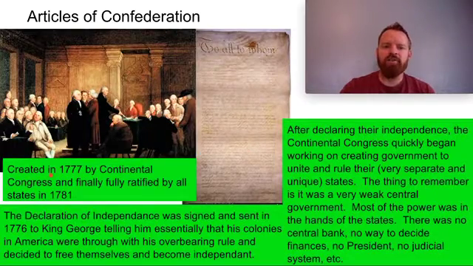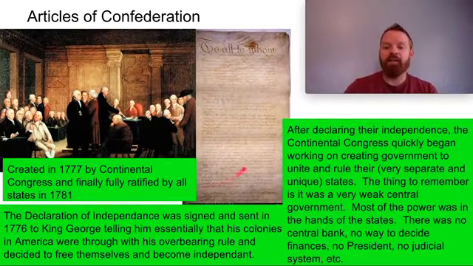Okay, so the Articles of Confederation was created in 1777 by the Continental Congress and finally fully ratified by all the states in 1781. Ratified just means signed into law and agreed upon. Let's talk a little bit about the Declaration of Independence here. It was signed and sent in 1776 to King George. So let's compare these two. The Declaration of Independence, we're declaring to you and the rest of the world that we are an independent nation. So it told him, King George, essentially that his colonies in America were through with his overbearing rule and decided to free themselves and become independent. That's the Declaration of Independence.